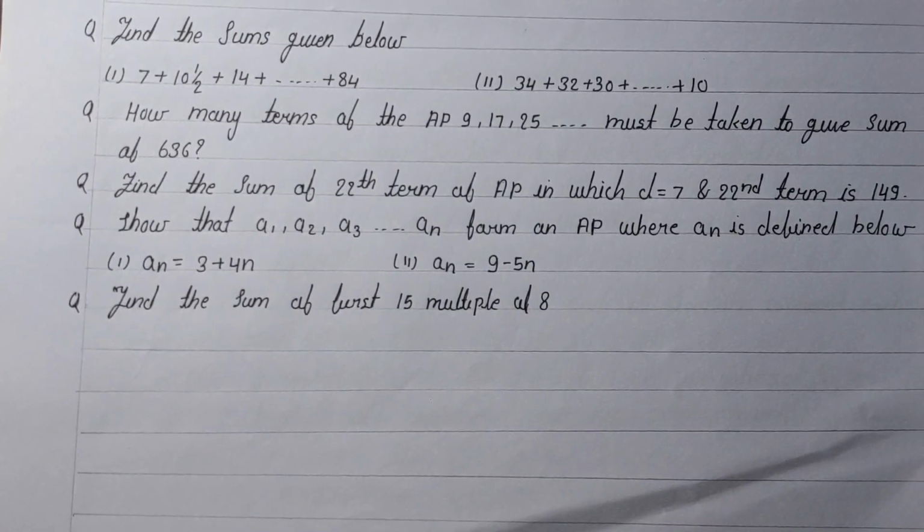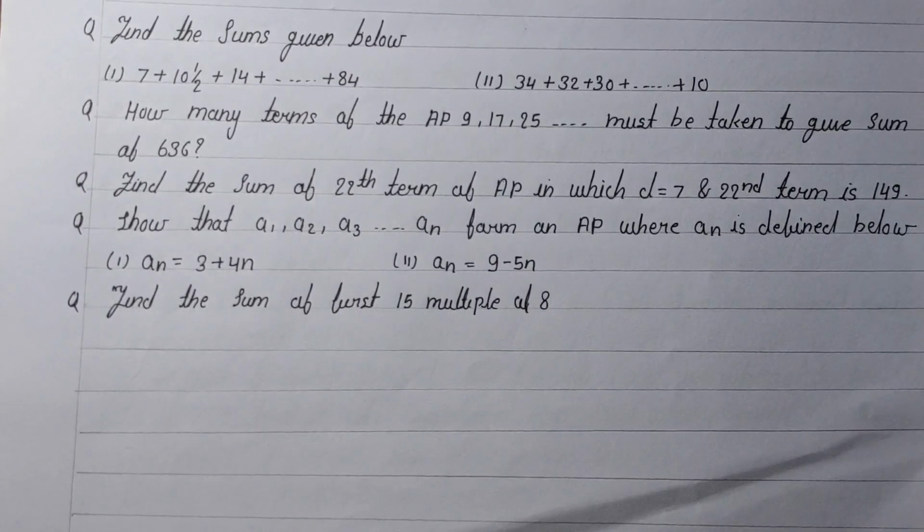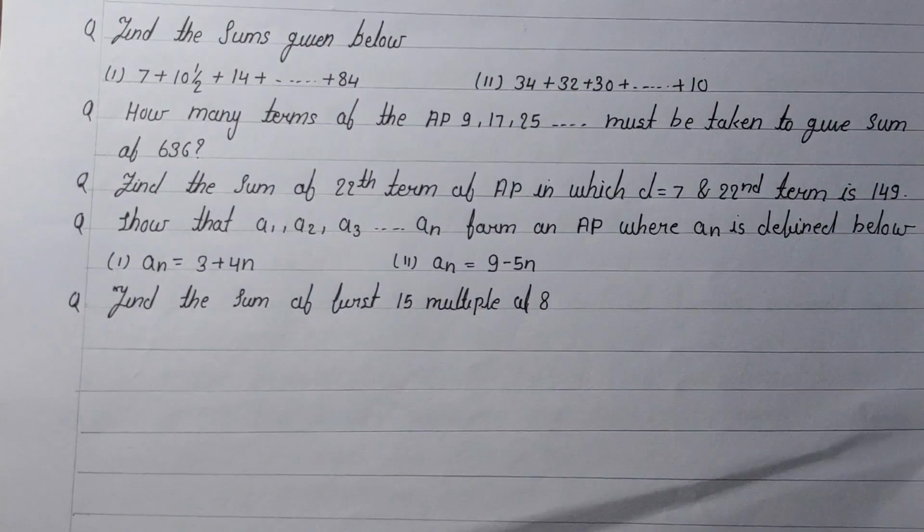Next, show that a1, a2, a3, up to an form an AP where an is defined below: an equal to 3 plus 4n, and an equal to 9 minus 5n. Next, find the sum of the first 15 multiples of 8.